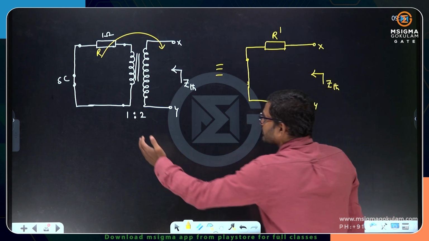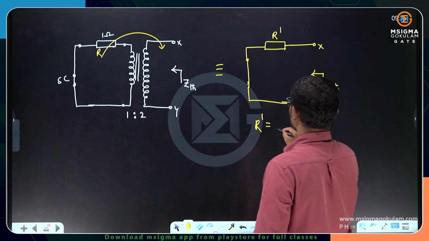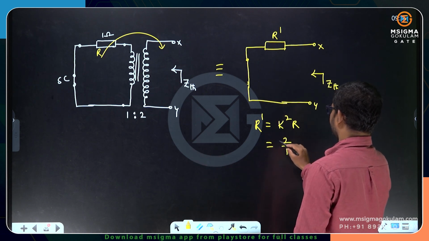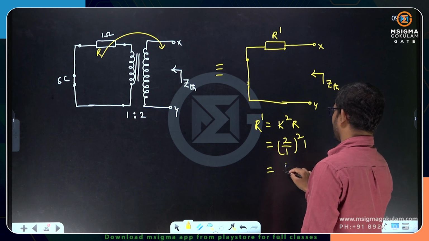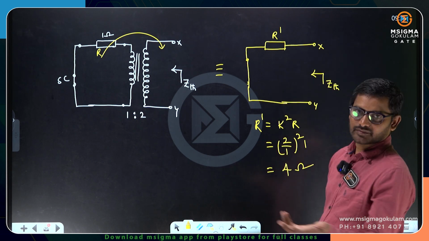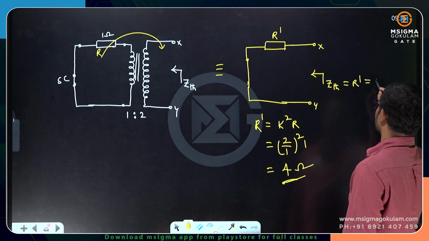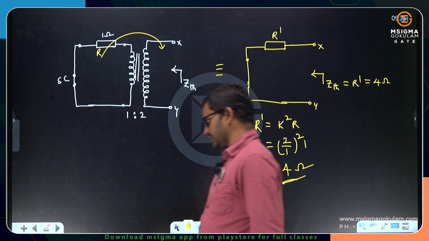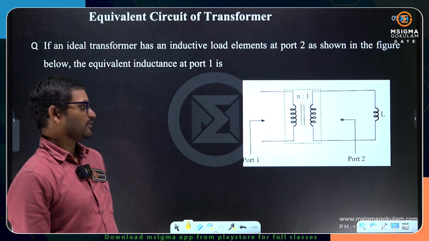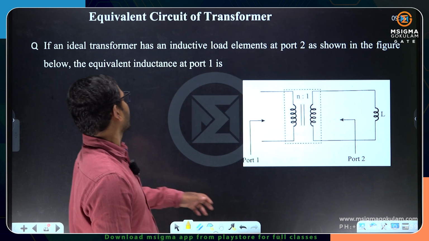Can you tell me what is R dash? R dash is like transferring the primary winding resistance to the secondary side. So R dash is equal to K square times R. So K is 2 by 1, whole square times 1. It will be 4 ohms. And if you see here, RZTH is nothing but R dash. So R dash is 4 ohms. So this is the Thevenin's impedance and Thevenin's voltage seen from the X and Y terminals. These kinds of questions were asked for 1 mark previously. Great.